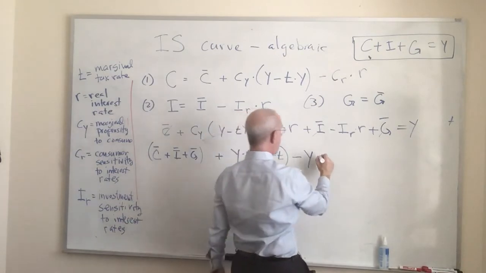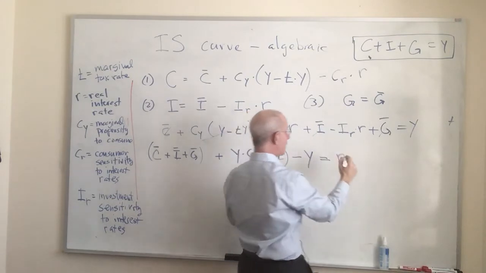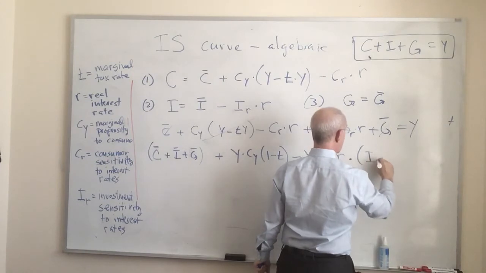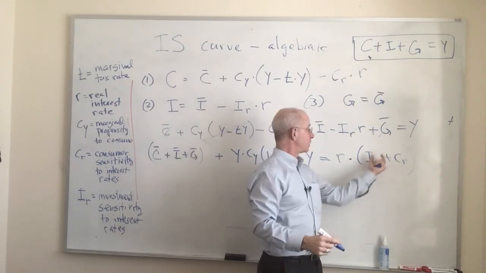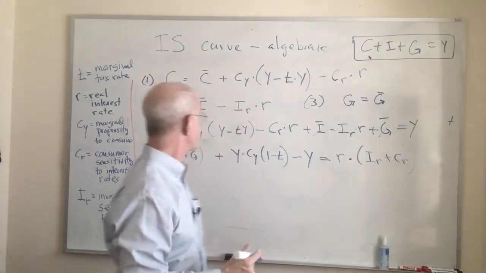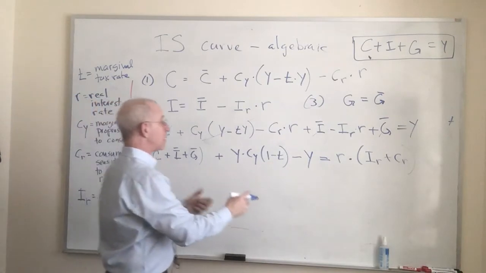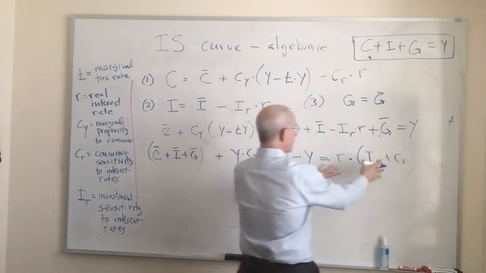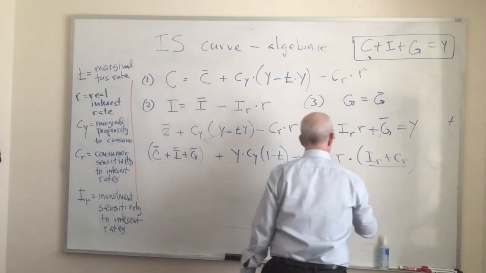Now we're left with R, the interest rate. Pull that over to the other side, and what we're going to be left with is IR plus CR, the sensitivity of investment to interest rates and the consumer sensitivity to interest rates. Now I want to isolate R. So I'm going to divide both sides by that. What am I going to get here?